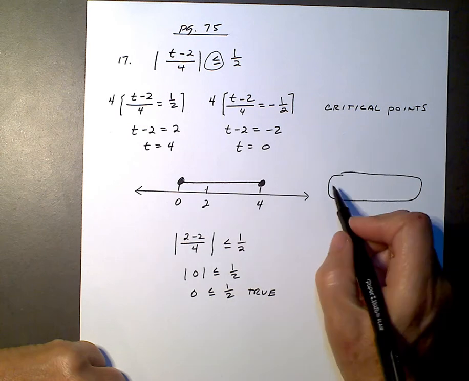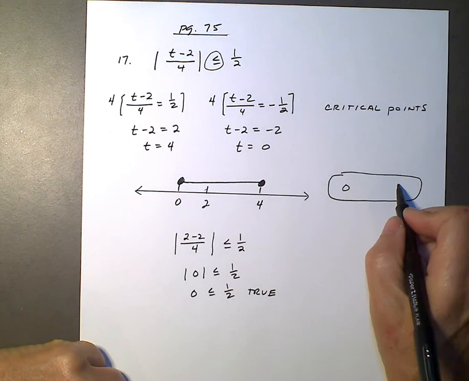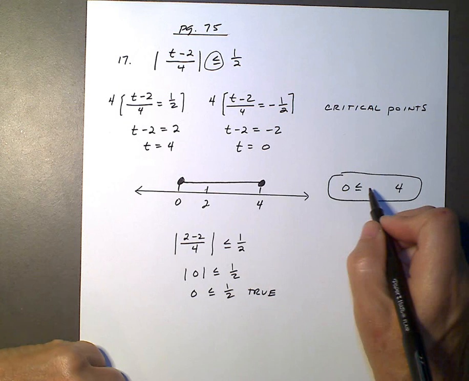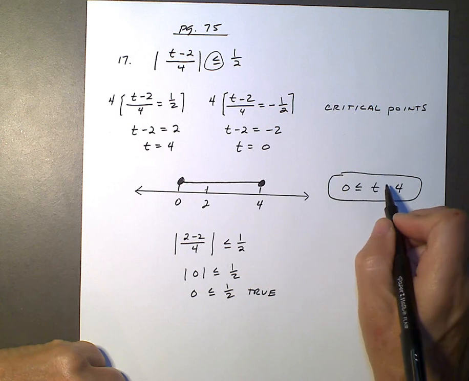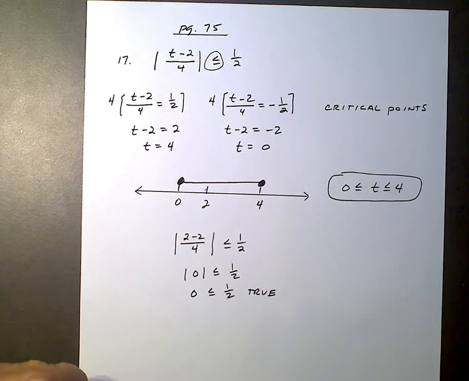So going back and evaluating my solution, I've got a 0 as my left endpoint, a 4 here, and this is going to be 0 less than or equal to t, which is less than or equal to 4. And that's it.